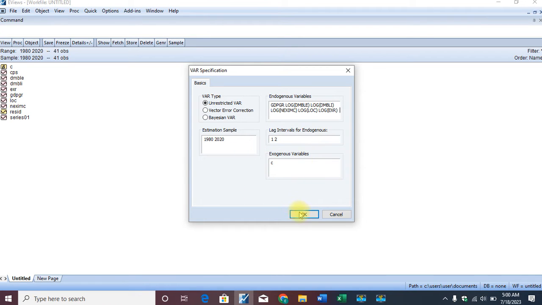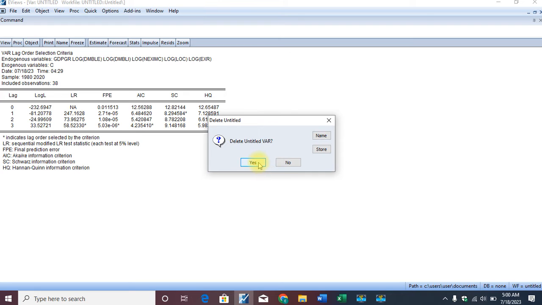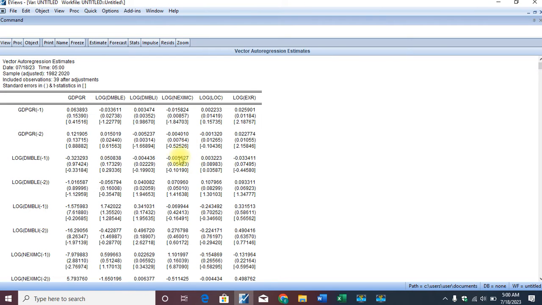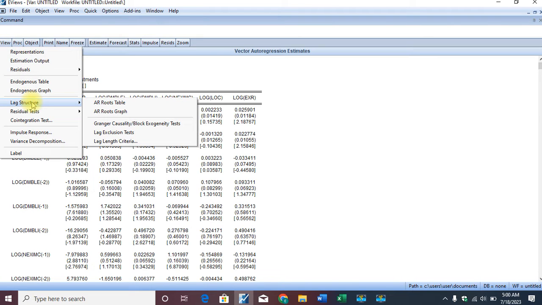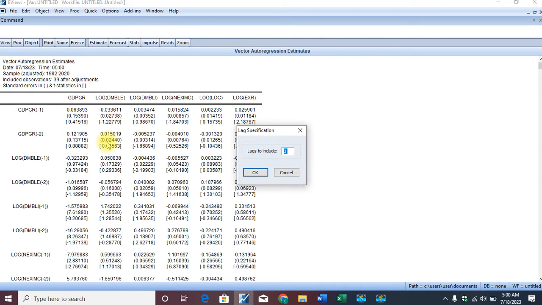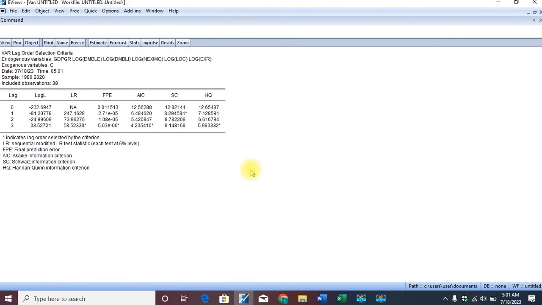So I decide to leave it in default. If you click OK, you'll be exposed to a result that looks like a basic VAR result, but this is not where you are going. From this area you go to View. From View you maneuver to Lag Structure. From Lag Structure you pull over again to Lag Length Criteria. You hit the button, and you will be exposed to the lag specification box. You click OK. You move on.